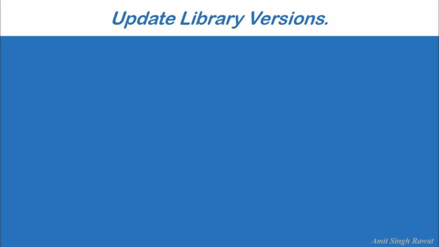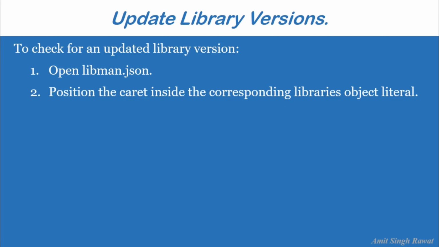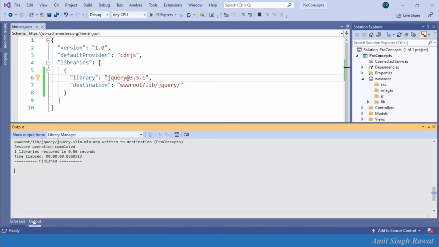All right, next is updating the library version. To check for an updated library version, the first step is to open libman.json, which is already open. Position the caret inside the corresponding library's object literal. Then click on the light bulb icon that appears in the left margin, hover, and check for updates. You can see the option is there. Now let's say we want to use an older version of jQuery. We can update just by changing the Libman manifest. Let's change it to 3.5.1 and save the file. You can see in the output window, it reinstalled the files.